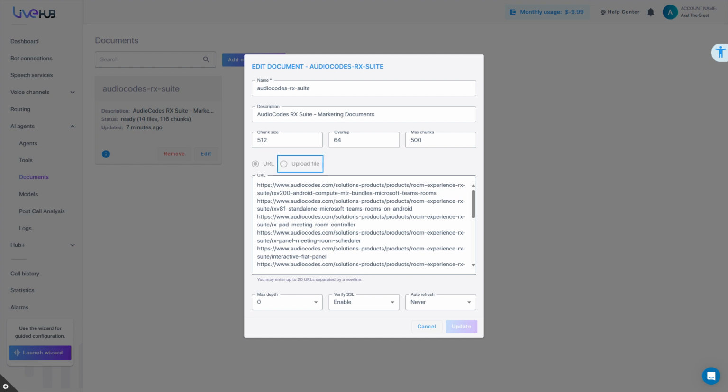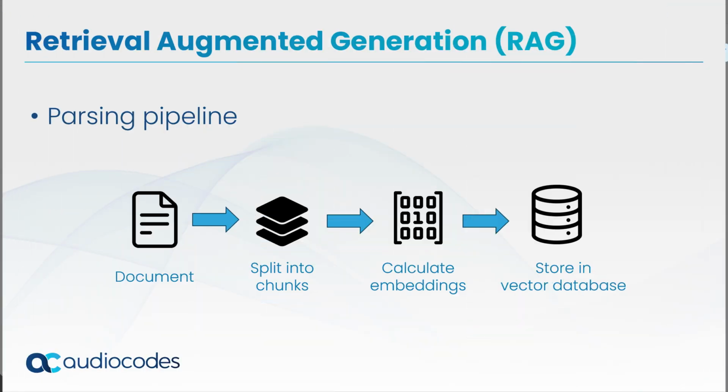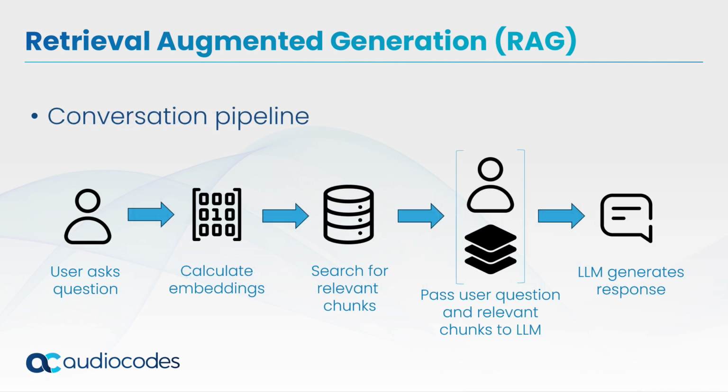Now let's talk about what happens to the uploaded documents. Often, documents are too long to be shown to the LLM in their entirety. Even if the context window is large enough, sending the whole doc is inefficient and expensive. You'd be burning through tokens for every query. To solve this, LiveHub uses an approach known as retrieval augmented generation. The idea is to break each uploaded document into smaller chunks, and then, when a user asks some question, search for the most relevant chunks and send only those to the LLM.